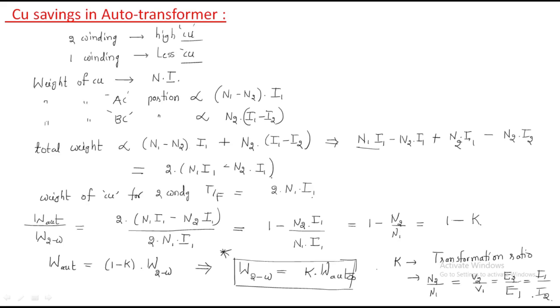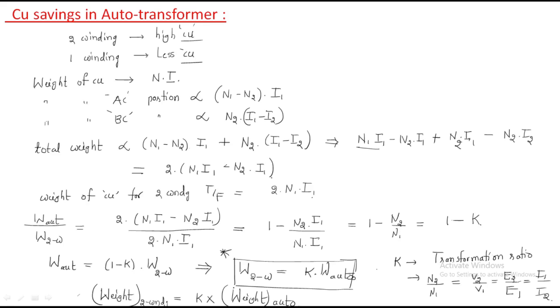This is the relation between the weight of the two winding transformer and k times the weight of the auto transformer. So finally we can write it like this: weight of the two winding transformer equals k times the weight of the auto transformer. So this is the relation, right?